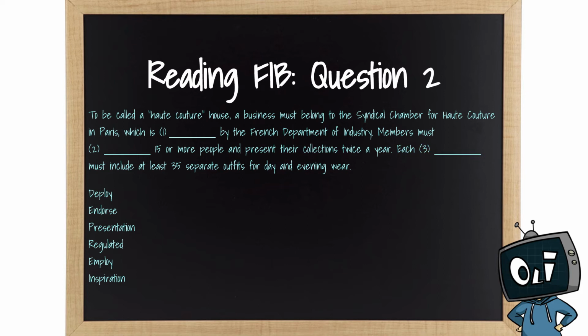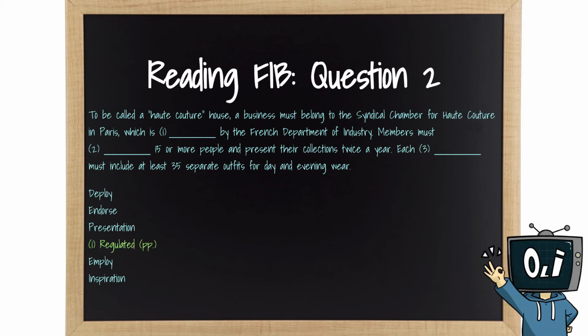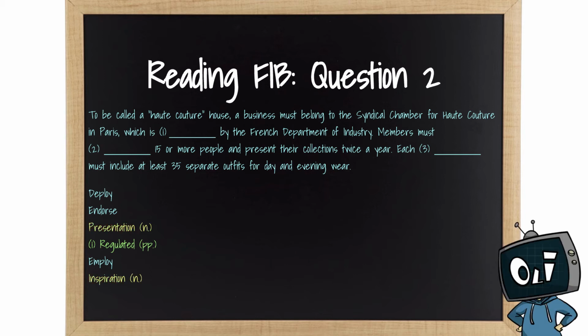Looking at the words in the pool, a quick glance will tell you that it doesn't have an adjective, and regulated is the only past participle. Therefore, it goes in the first blank without the need of further consideration. It has to be correct. Presentation and inspiration both end with shun, which tells you they are very likely nouns, and indeed they are. The rest of the words deploy, endorse, and employ are all verbs.